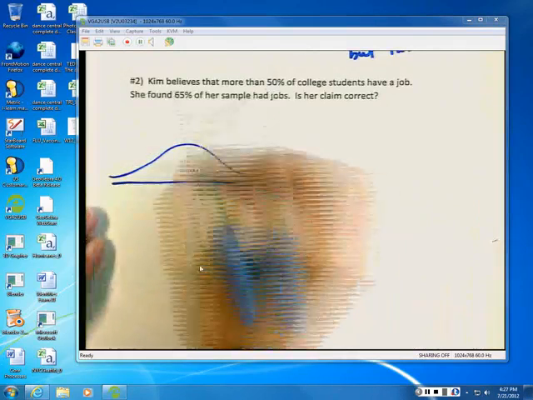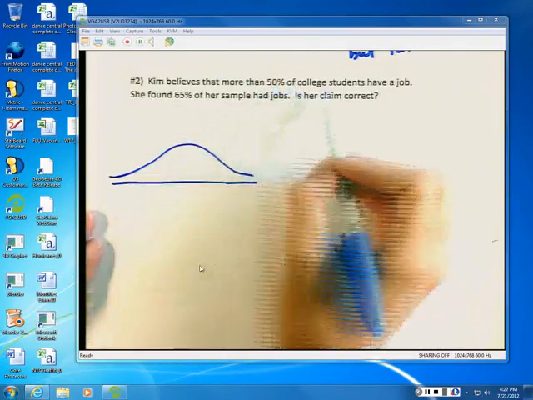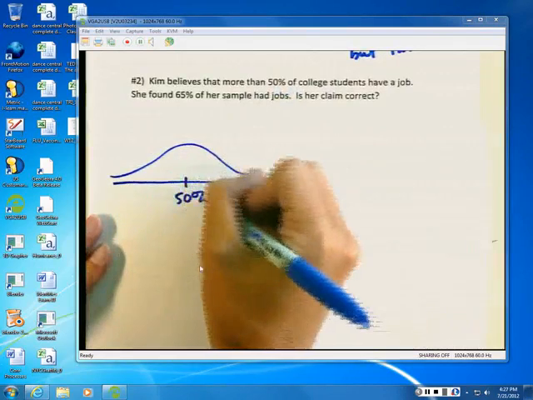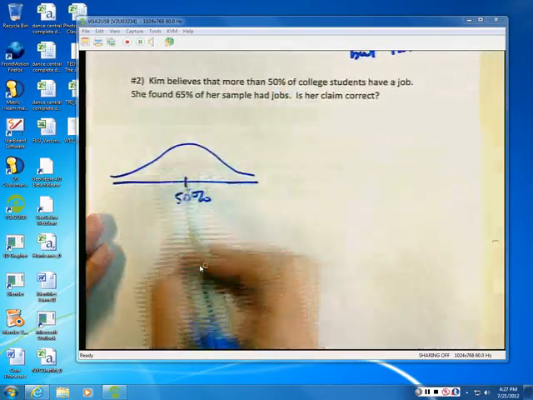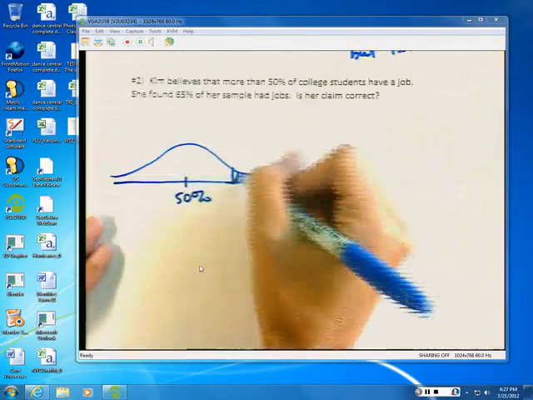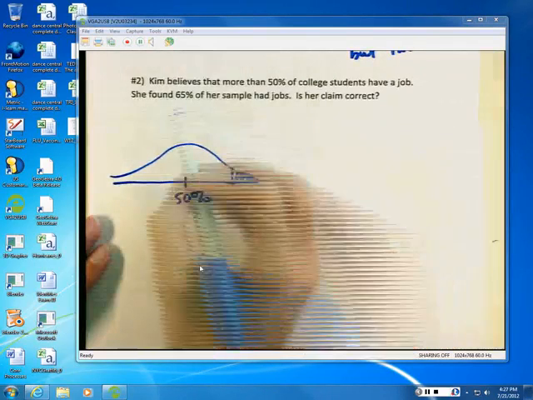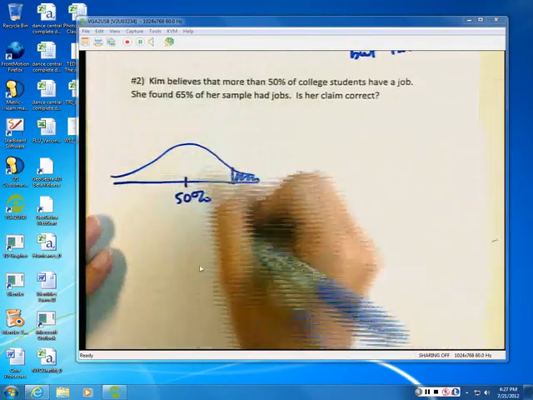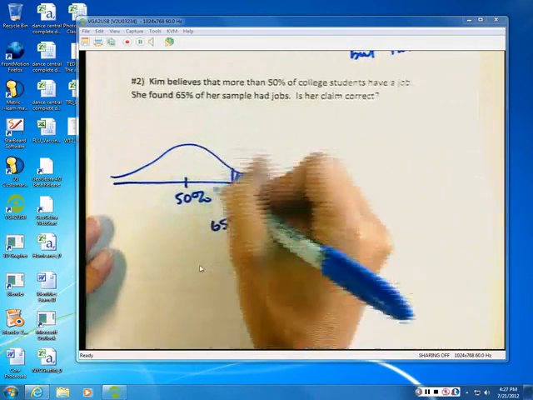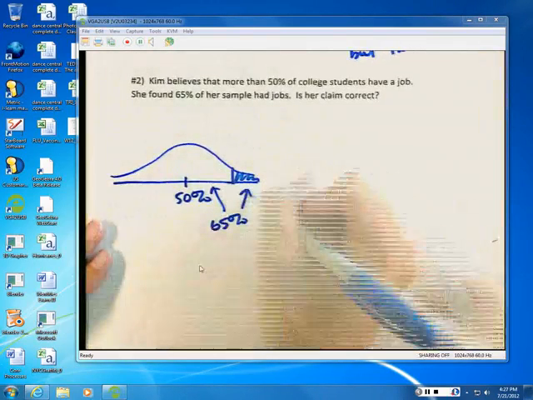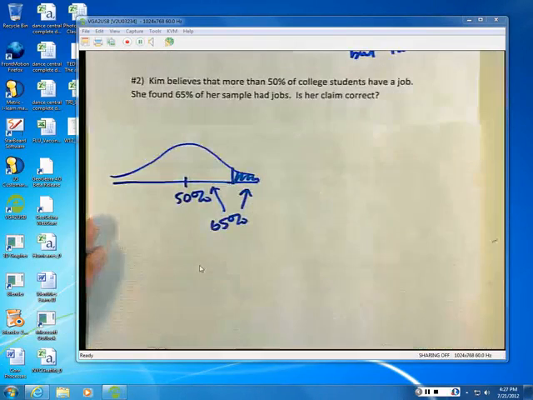First of all, to review what we just talked about, Kim believes that more than 50% of students have a job. So 50% is here. She thinks that it's not going to be close to 50, but significantly more than 50. So this puts us into a right tail, just like we were up above. She found that 65% of her sample had jobs. So 65%, we want to know if it lands in the close enough to 50 region or the significantly greater than 50 region. I didn't give you enough information to do the test, so instead we're going to look at the hypotheses.